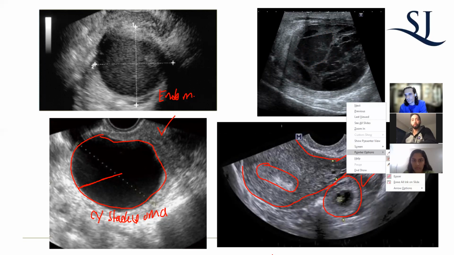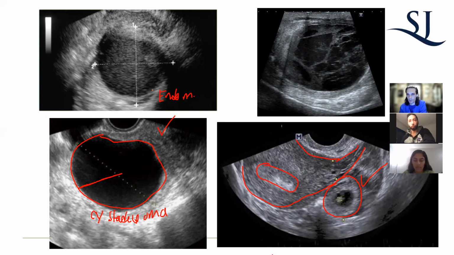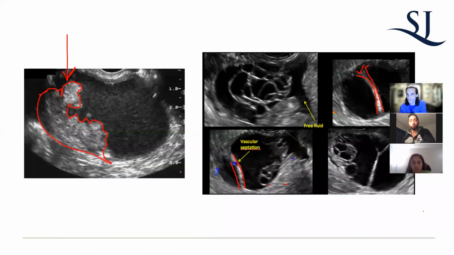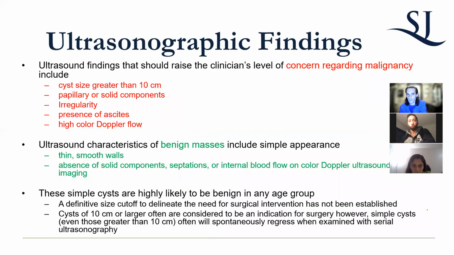And these are all true in terms of not just exam worthy. This is what you see. That's what's really good about it. Simple findings regarding malignancy, I just mentioned. If they're greater than 10 centimeters, that's bad. The papillary components are bad. Anything irregular is bad. If you have ascites, you can have a benign syndrome where you have ascites.